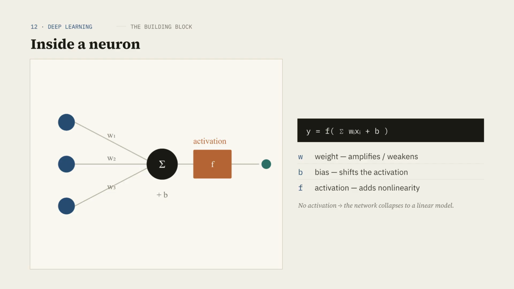At the heart of the network is the neuron. Inputs are multiplied by weights, summed with a bias, and passed through an activation function. Weights amplify or weaken the signal, while the bias shifts it. Without nonlinear activations, the whole stack collapses into a simple linear model.